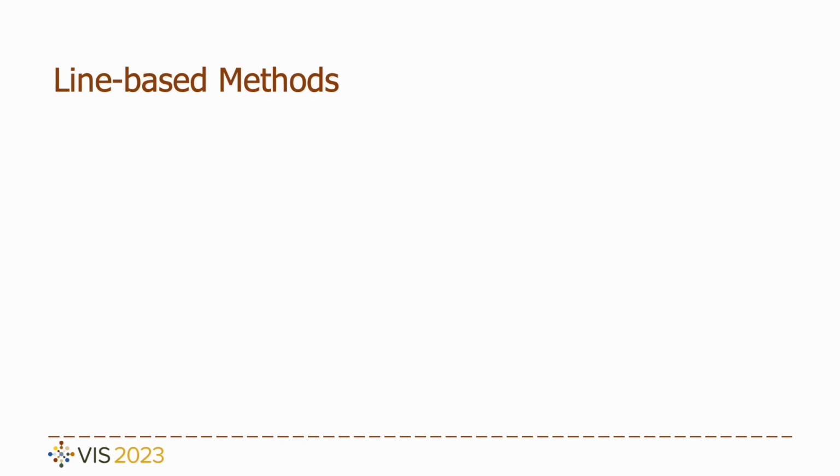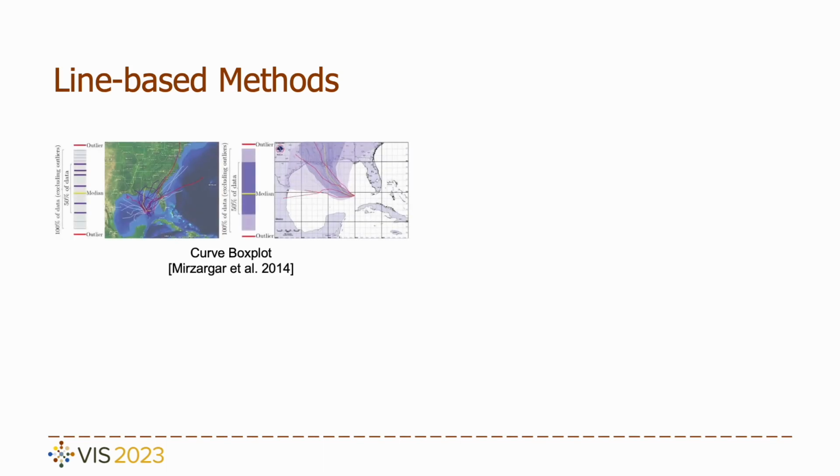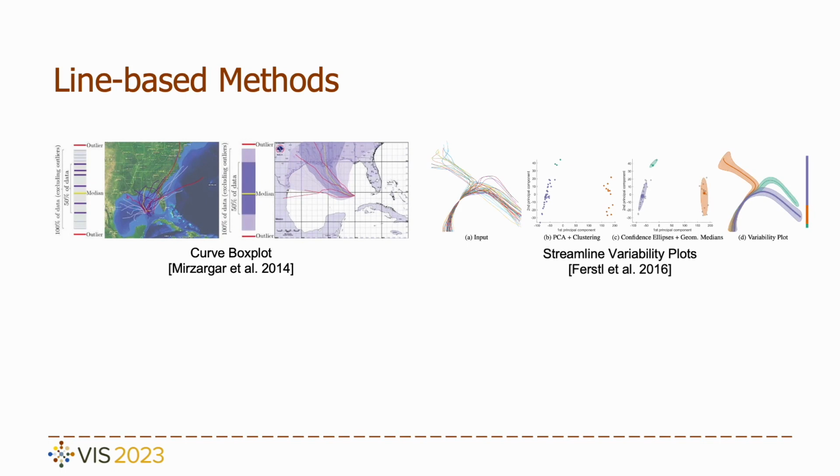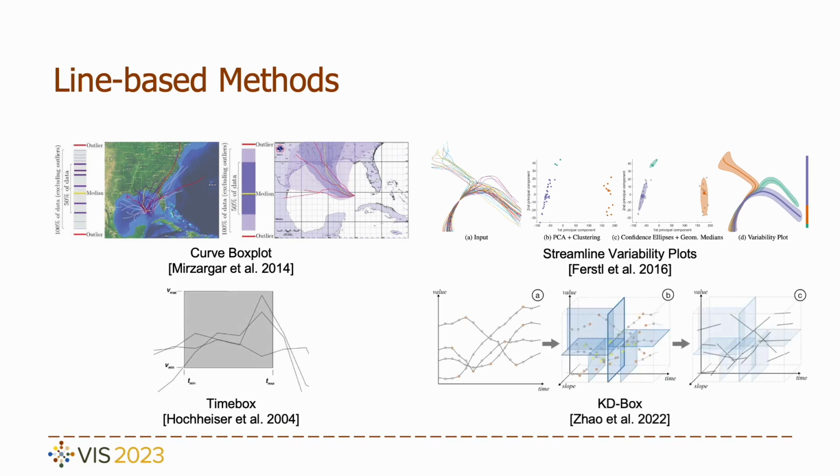In the line-based approach, each line serves as a fundamental unit for clustering, abstraction, and querying. Curve box plots abstract line bundles in a box plot fashion. Streamline variability plots employ line clustering methods and construct curve box plots for each cluster. Time box queries data that traverses a box, indicating a range of positions within a specific time frame. Recently, Zhao et al. introduced KD box, utilizing a KD tree to accelerate time box queries.